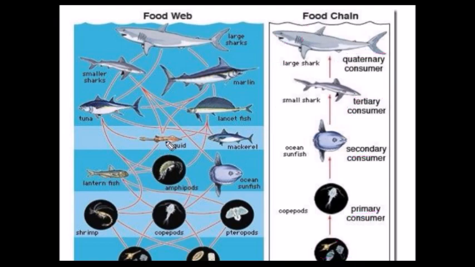Look at the food web. In the food web, one animal eats many food sources and is eaten by many animals. For example, in this image, take the squid. It is eaten by marlins, small sharks, tuna, mackerel. So, one animal is eaten by many and it also eats many small animals. It's the concept behind the food web.